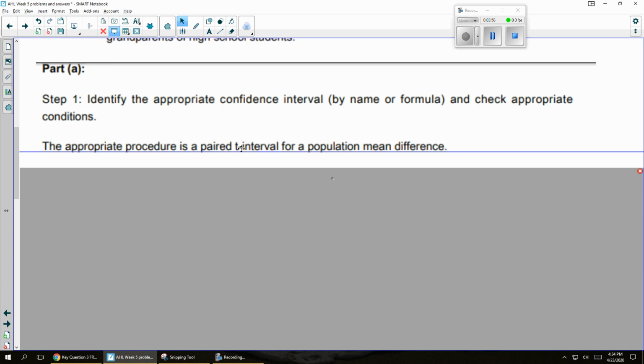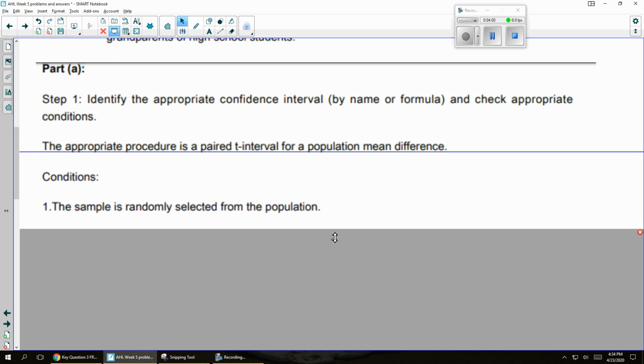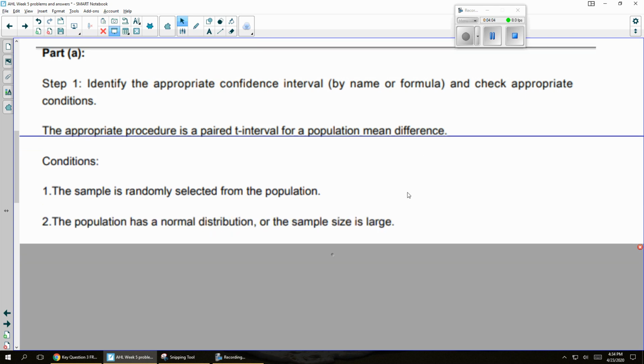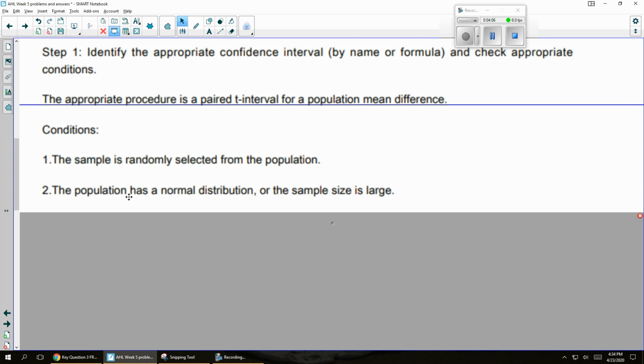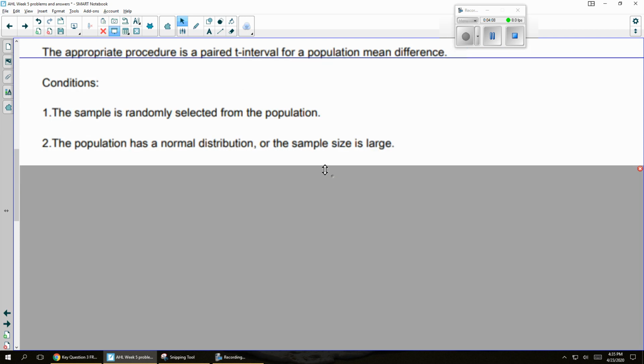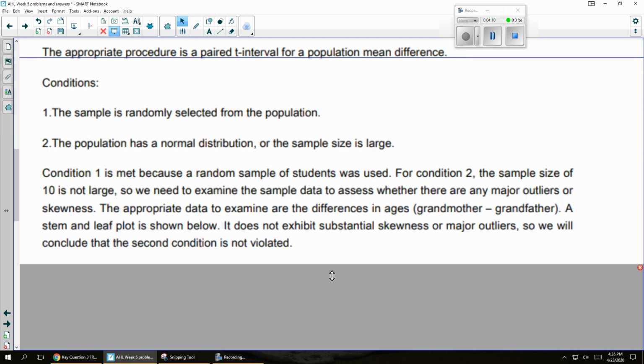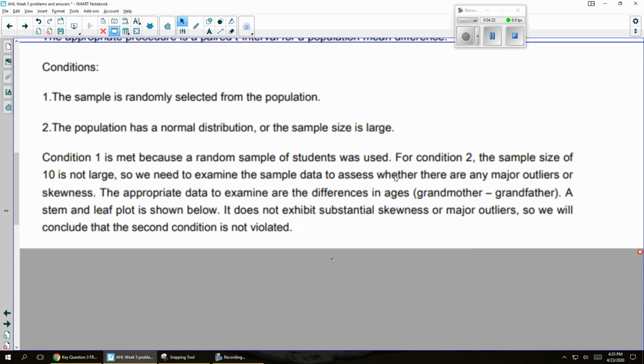A t-interval for the difference in means. Conditions: we've got a randomly selected sample, and either I have a large sample or a normal or approximately normal distribution. So 10's not very big, so we need to check the skewness. What they've decided to do on this problem is a stem and leaf plot. That's an easy thing to do. You could also use a different kind of graph on your calculator.